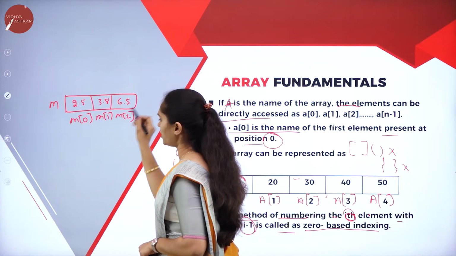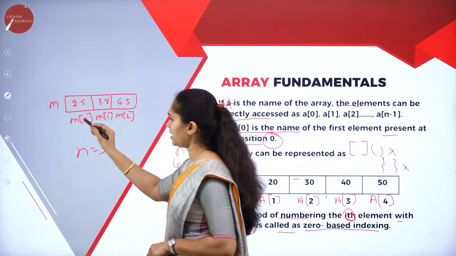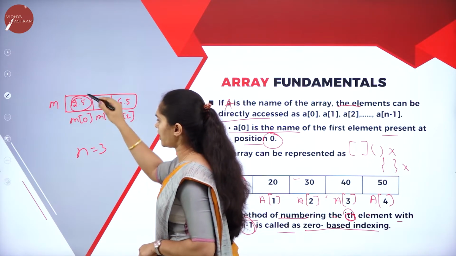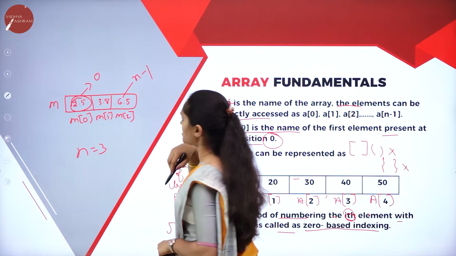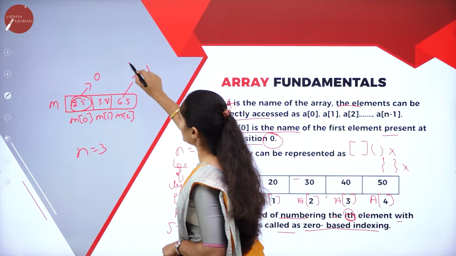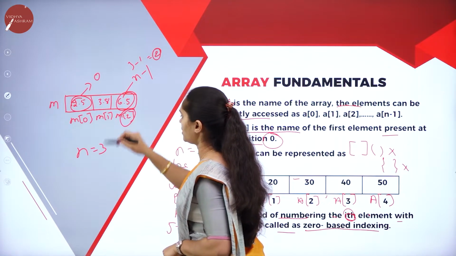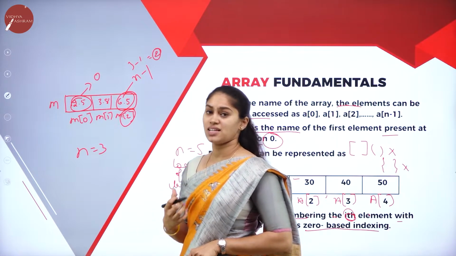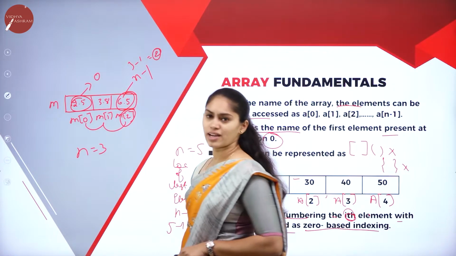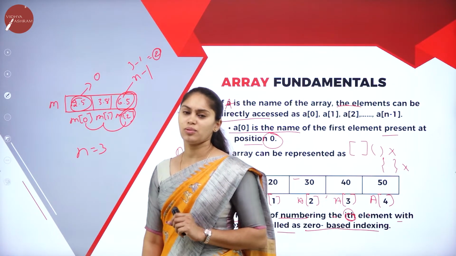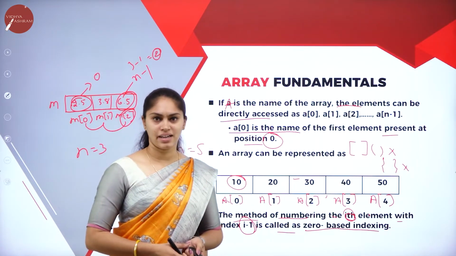Understand one thing: what is the total number of elements? That is 3. What is the first element location? Here the location of the first element is 0. The location of the last element is n minus 1. N is 3, 3 minus 1 is 2. The location of the last element is 2 here. That indexing, giving numbers to each location of the array elements, is termed as zero indexing or zero based indexing.